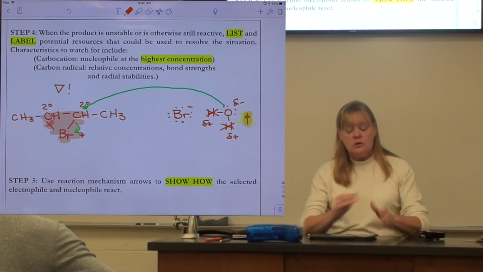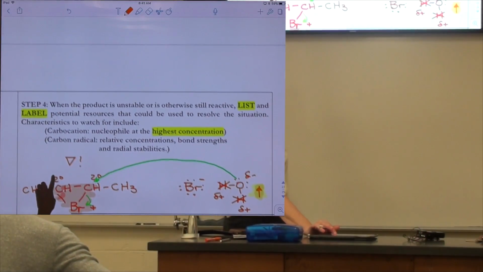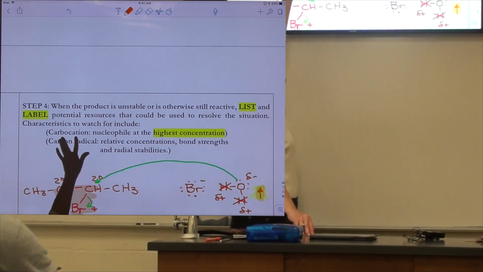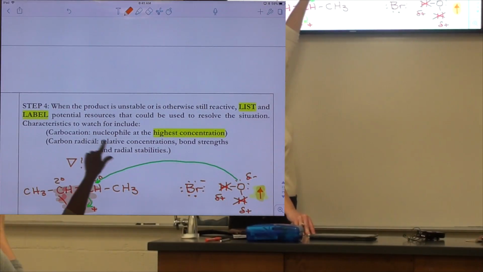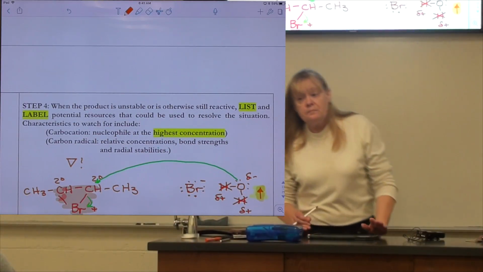So that's why I said on the last go-around, maybe this is something I should fix here. Now you can think of carbocation or a strained ring. You're looking for the nucleophile at the highest concentration. That's the important factor.